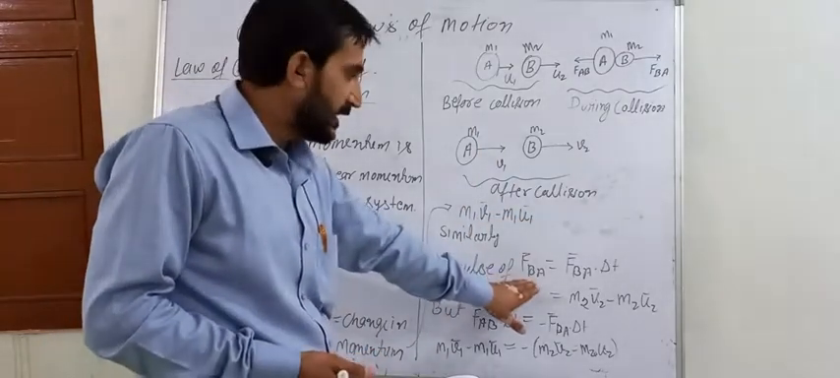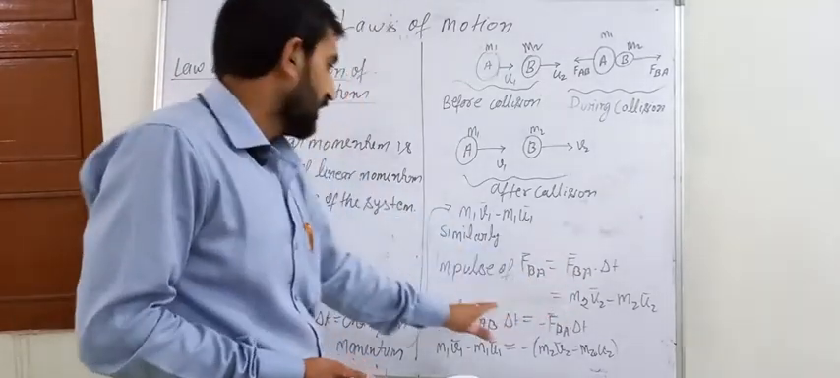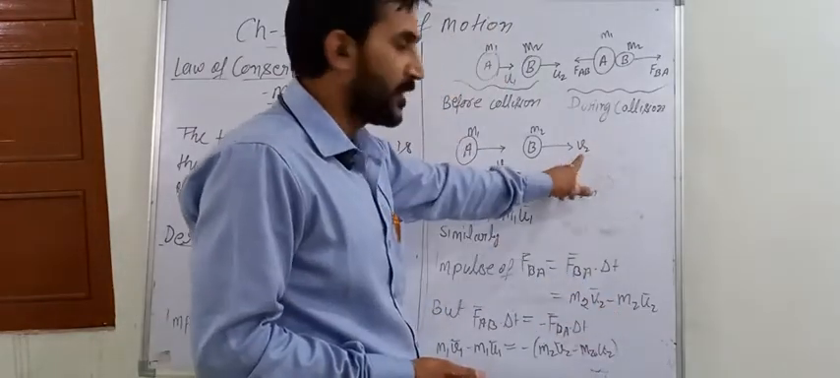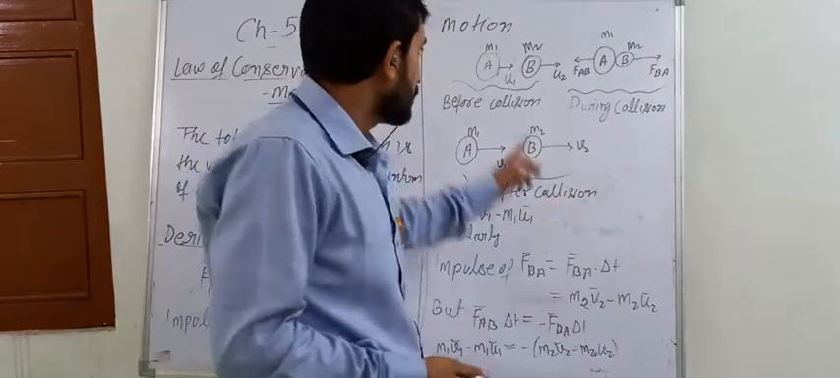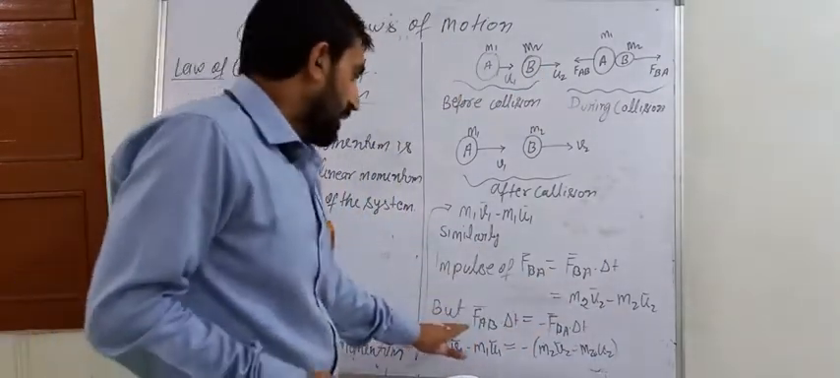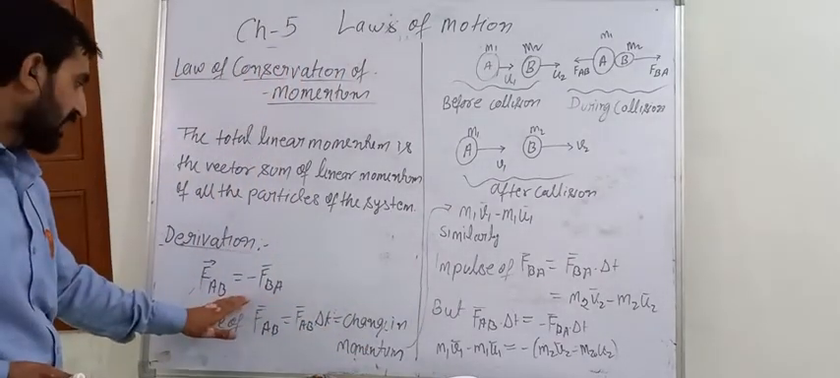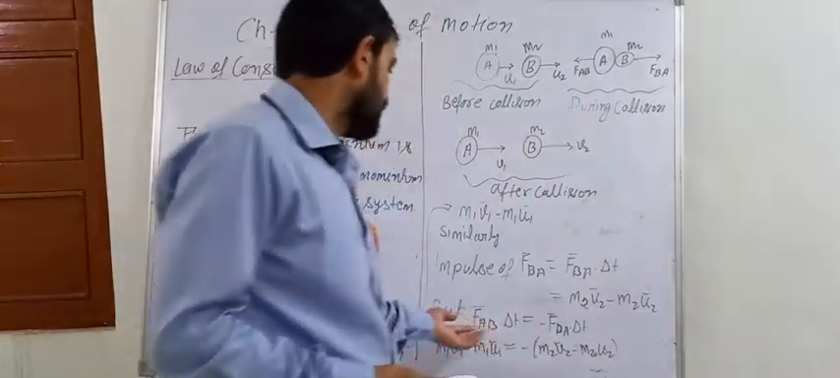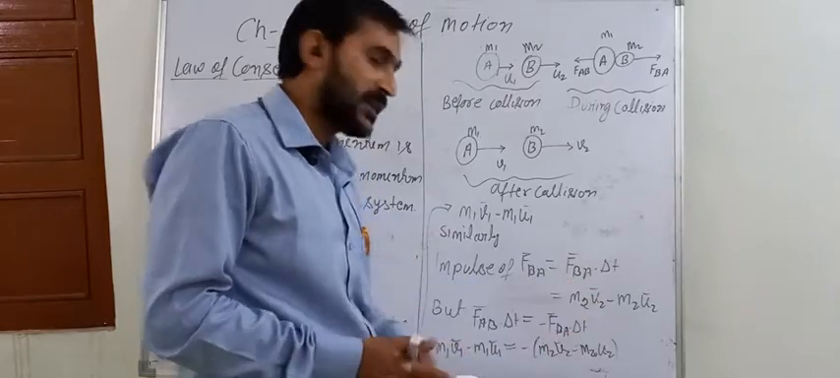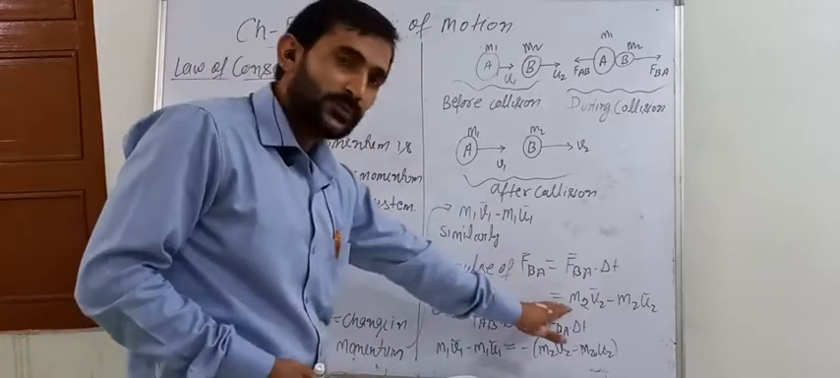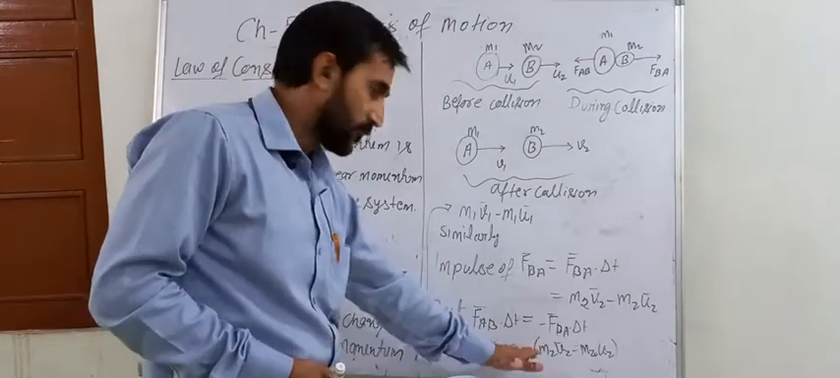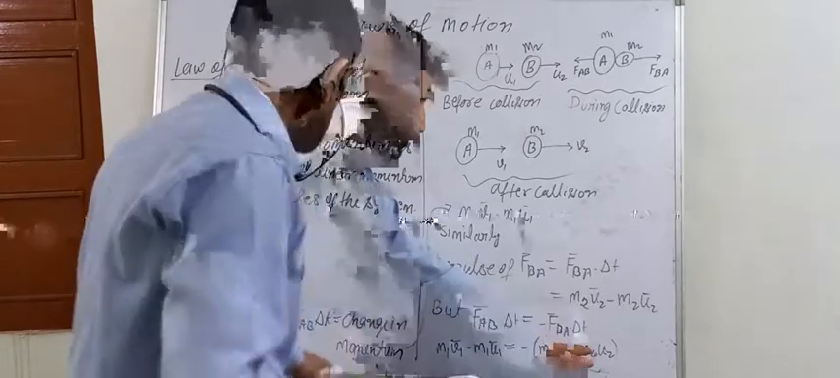Similarly, the impulse of FBA will be equal to the change in momentum: M2 V2 minus M2 U2. V2 is the final velocity after collision and U2 is the initial velocity of object B. Now, this equation says the forces are equal and opposite. Hence, FAB delta T will be equal to minus FBA delta T. So M1 V1 minus M1 U1 will be equal to minus of M2 V2 minus M2 U2.